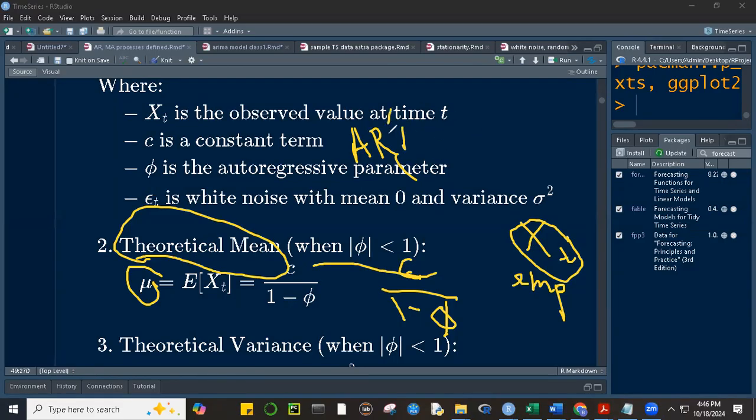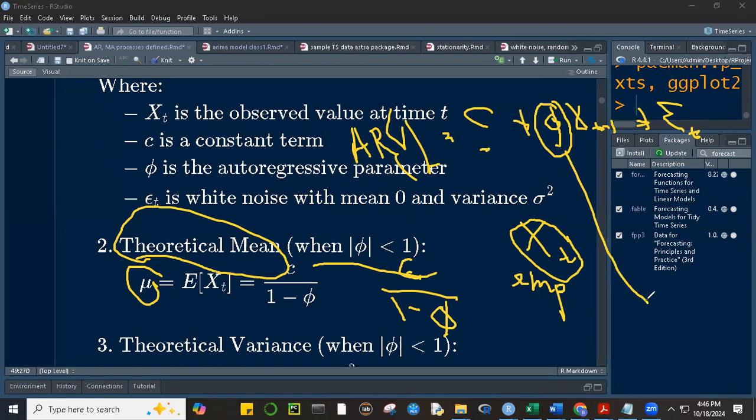As we said, the AR(1) process is equal to C plus phi or phi1 times x sub t minus 1, and then plus your error term, epsilon sub t. Now, this is very important, class, the phi. The phi here has a condition, class, for it to be an AR process. The absolute value of phi should be less than 1.